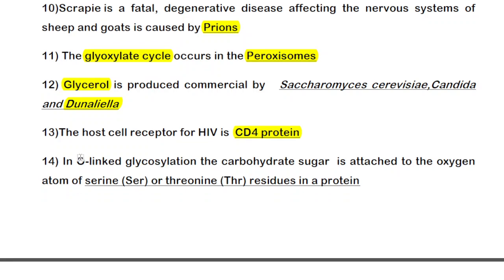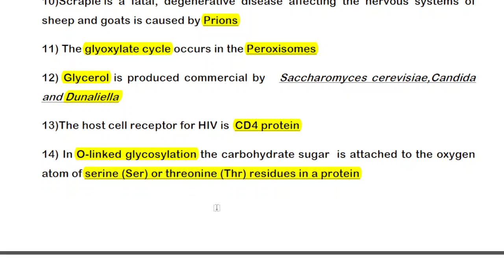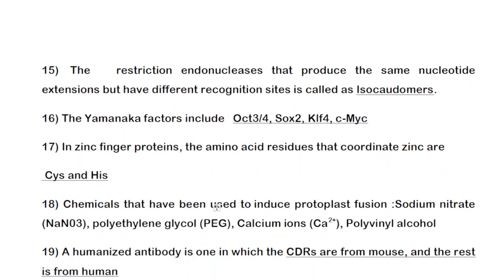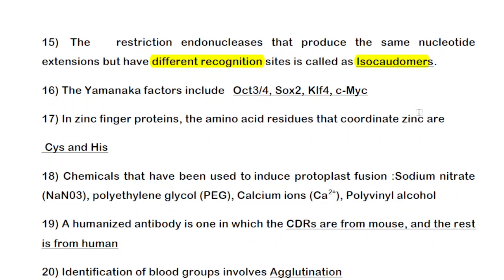14th question. O-linked glycosylation. In O-linked glycosylation, the carbohydrate sugar is attached to the oxygen atom of serine or threonine residues in protein. What about N-linked glycosylation? In the comment section, you need to tell me. In N-linked glycosylation, the carbohydrate sugar is attached to which amino acid residues? Okay. 15th question. The restriction endonucleases that produce the same nucleotide sequence but have a different recognition sequence are called isocaudomers. Just try to know more about examples of isocaudomers and also about this restriction endonuclease.